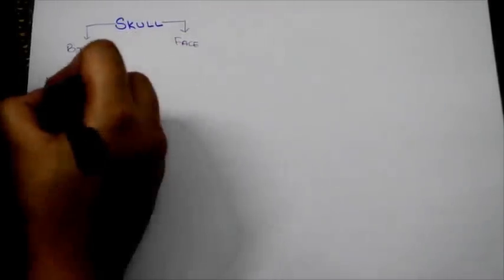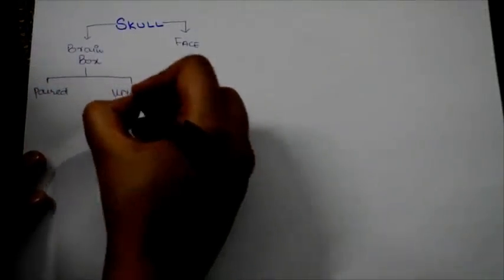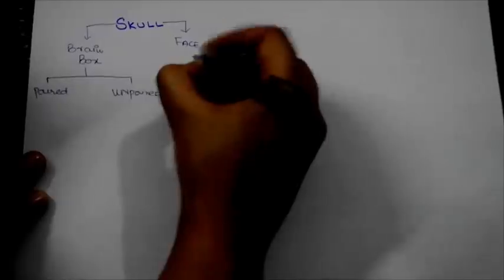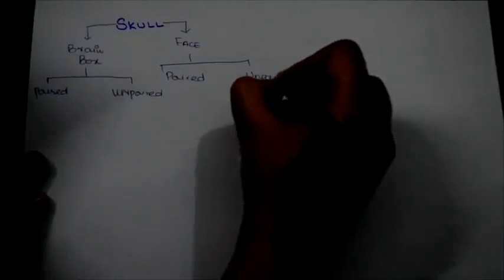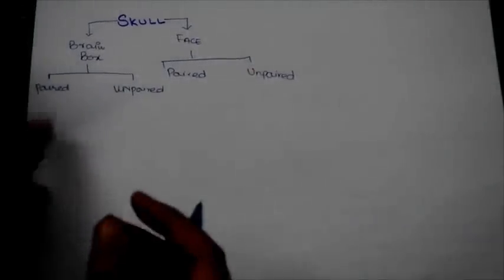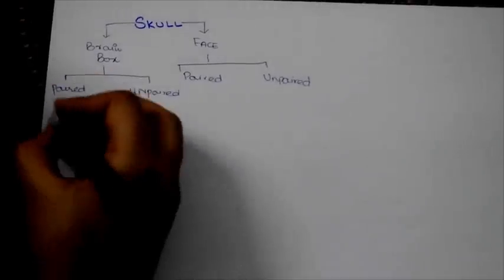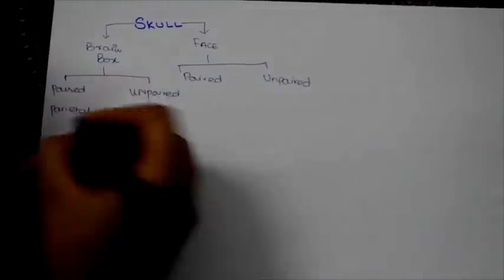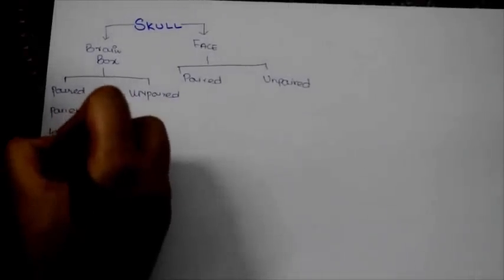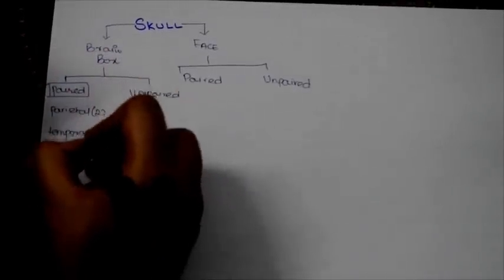So the brain box can be divided into the paired and the unpaired bones, and so can be the facial part, paired and unpaired. Just make these notes in your copy in the neatest possible way so you remember them later. So the paired ones in the brain box are the parietal bone and the temporal bone. Being paired means that these are two in number.